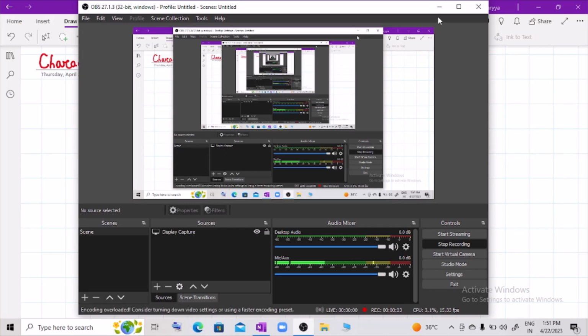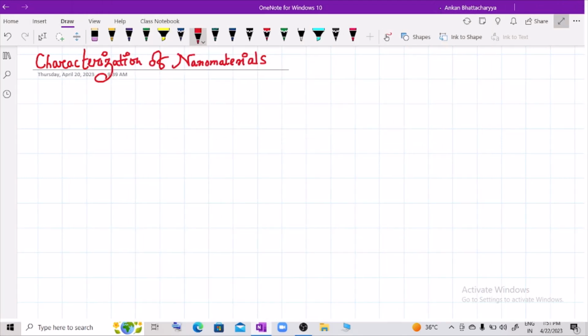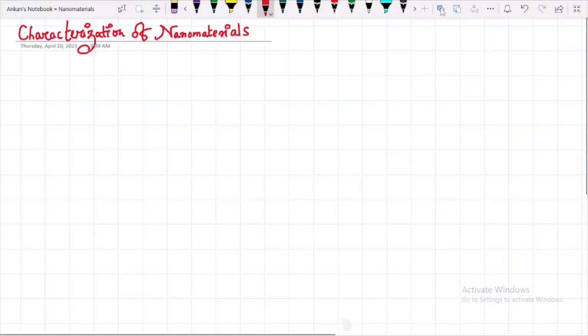Okay, so today we will discuss nanomaterials, and in the lectures on nanomaterials, I mainly focus on the characterization of the nanomaterials, which is the topic of today's lecture. So at first we are well aware of the nanomaterials.